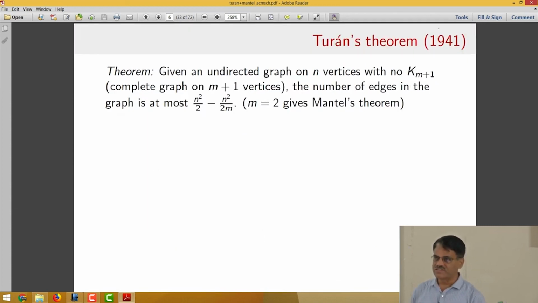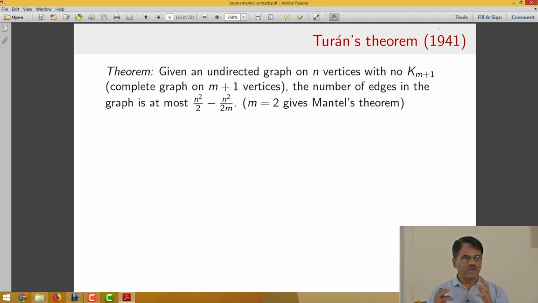Okay, good. That is a set of proofs for Mantel's theorem. Now, I want to just look at a generalization of this, which is Turan's theorem. Okay. So, Turan's theorem, how is it a generalization? It just wants the number of edges in a graph. So, a triangle is a clique on 3 vertices, right. So, now I can ask the question, what about the maximum number of edges in a graph which does not have a clique on some number of vertices, right. So, suppose you have no clique on m plus 1 vertices, then the theorem says that the number of edges is at most n square by 2 minus n square by 2m.